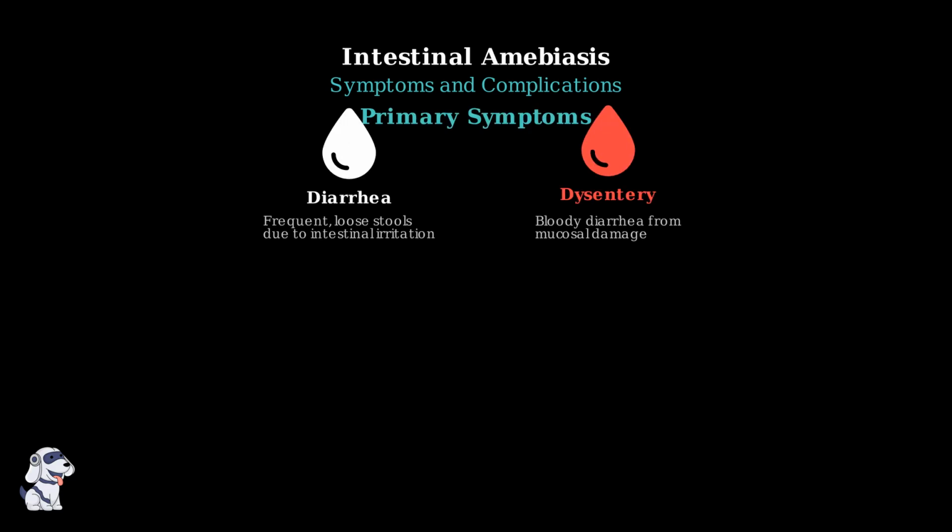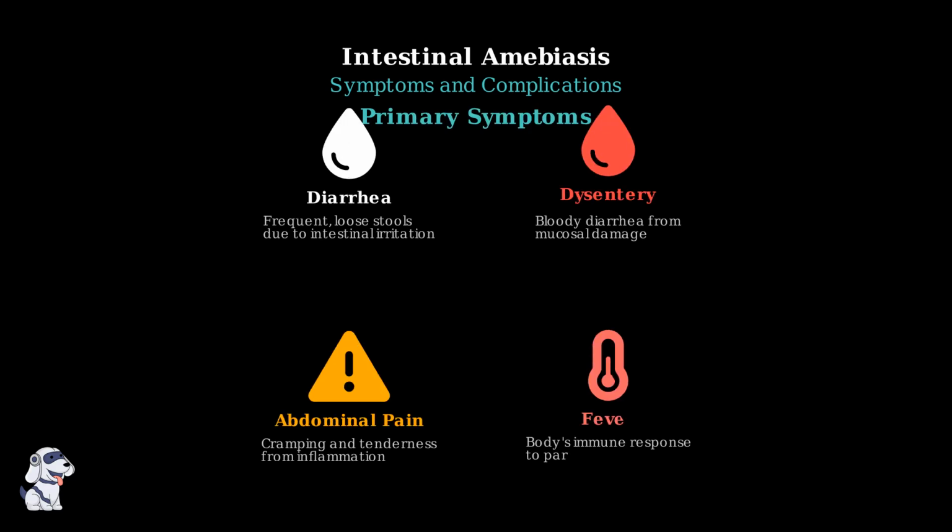This intestinal invasion produces four primary symptoms that patients experience. These symptoms can range from mild discomfort to severe, life-threatening complications. The four primary symptoms of intestinal amoebiasis are diarrhea, dysentery, which is bloody diarrhea, abdominal pain, and fever. Each symptom results from specific damage caused by the invading trophozoites.